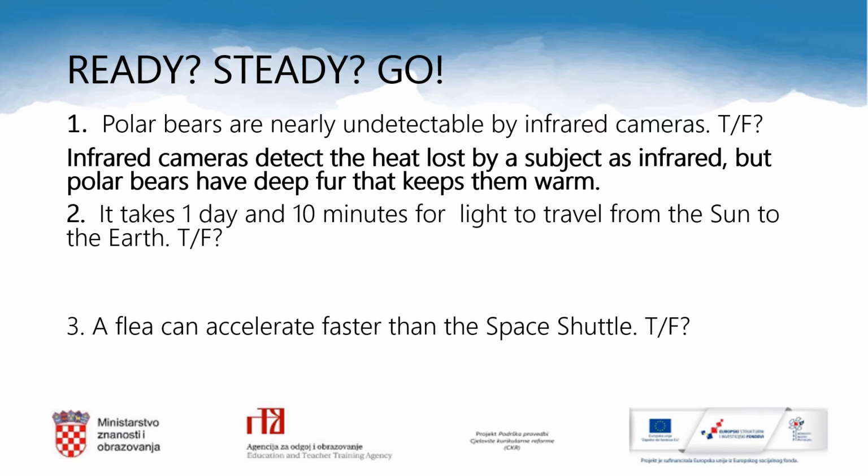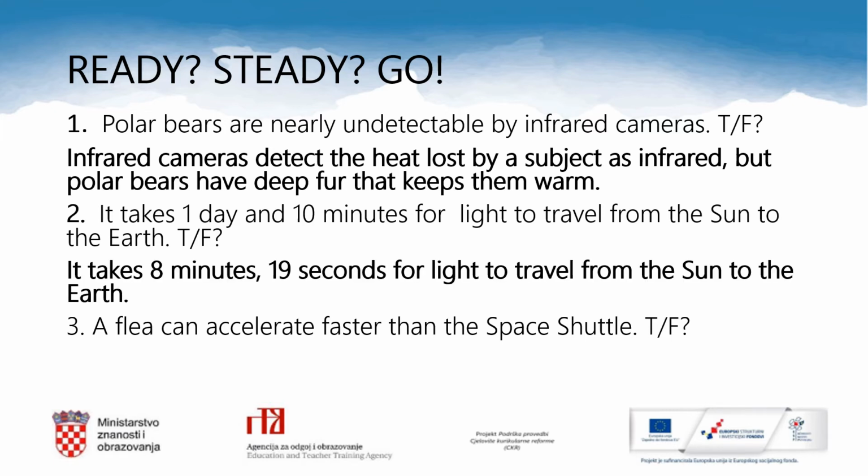It takes 1 day and 10 minutes for light to travel from the sun to the earth. True or false? It may be true. I'm not quite sure. I'll say true. Incorrect. It takes 8 minutes 19 seconds for light to travel from the sun to the earth. Let's see if you have more luck with the third question.